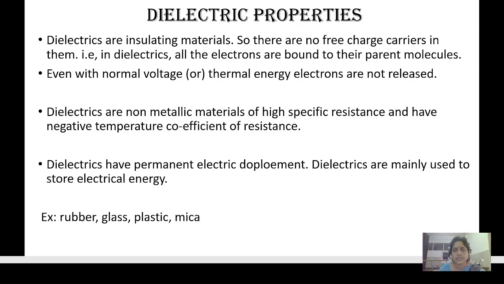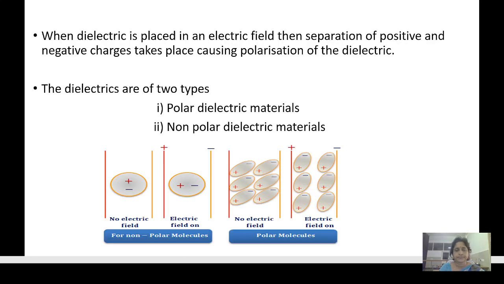Dielectrics are non-metallic materials of high specific resistance and have a negative temperature coefficient of resistance. Dielectrics have permanent electric dipole moment. Dielectrics are mainly used to store electrical energy. Examples of dielectrics are rubber, glass, plastic and mica.